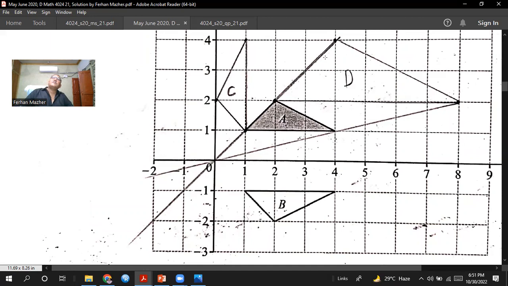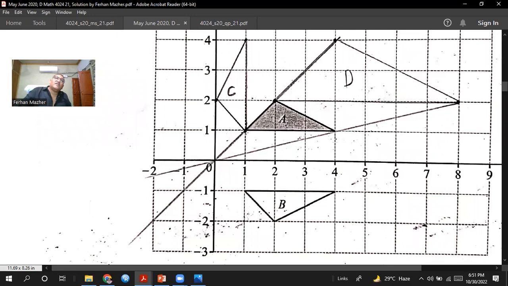So I will join the same points with each other, and I will prolong them. This and this is the same point. So you can see they are intersecting at this point, which is 0, comma 0. So the center of enlargement is 0, comma 0.